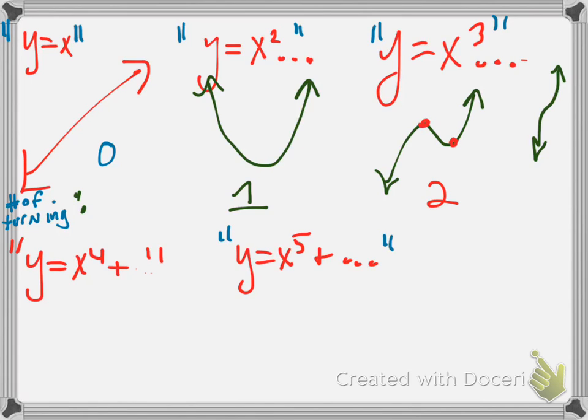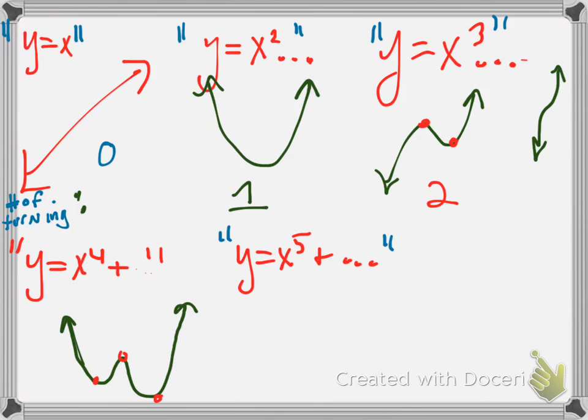A sort of generic fourth degree is going to have an end behavior of infinity to the left, up, down, up, and infinity to the right. That's 1, 2, 3 possible turning points. So it could have 0 turning points, or it could have 1 turning point, or it could have 3.